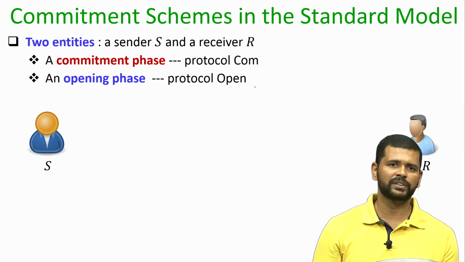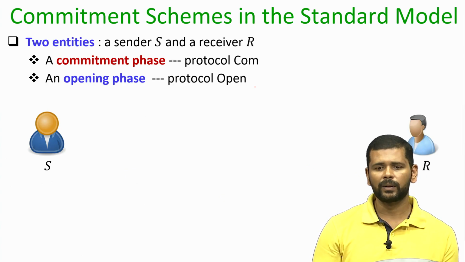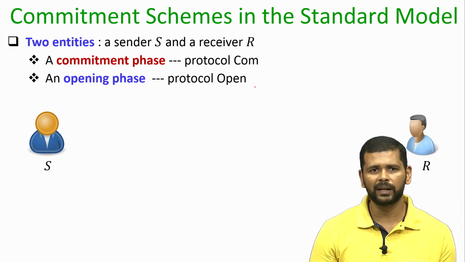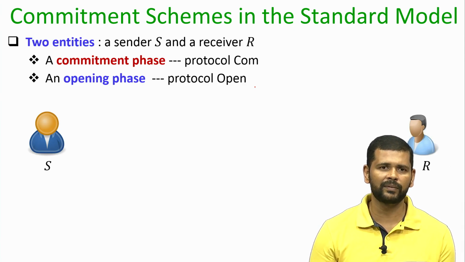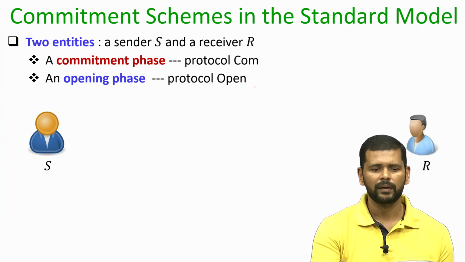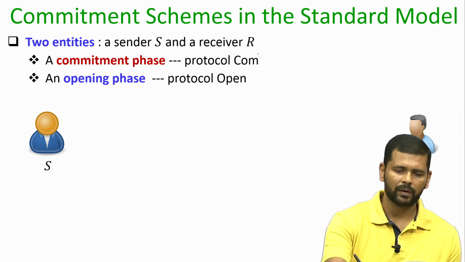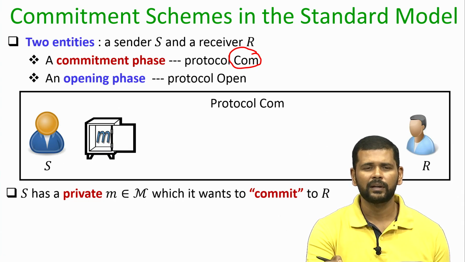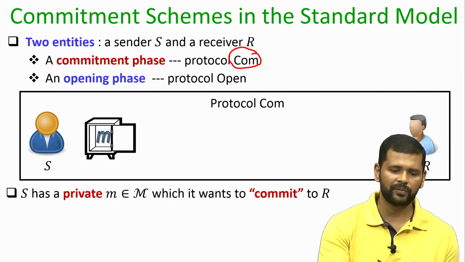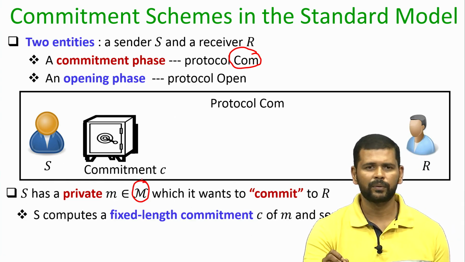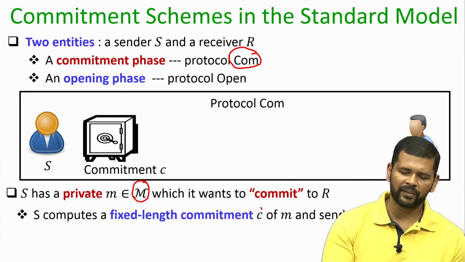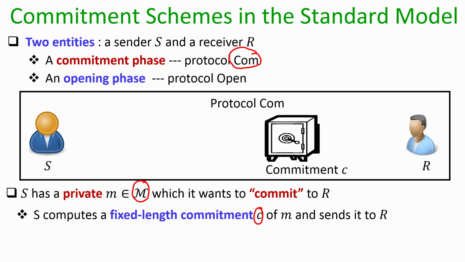So, here we are now going to instantiate a commitment scheme where the proof will be in the standard model, and just to recall, a commitment scheme is a scheme or a cryptographic primitive involving two entities, namely a sender and a receiver, and it is a two phase protocol. In the commit phase, a sender invokes a protocol commit or com, and in the opening phase an open protocol is executed. So, in the commit phase, the sender has a message m from some message space which it wants to commit to the receiver, and to do that sender basically computes a fixed length commitment of the message, which I denote by C, and it sends the commitment C to the receiver R.